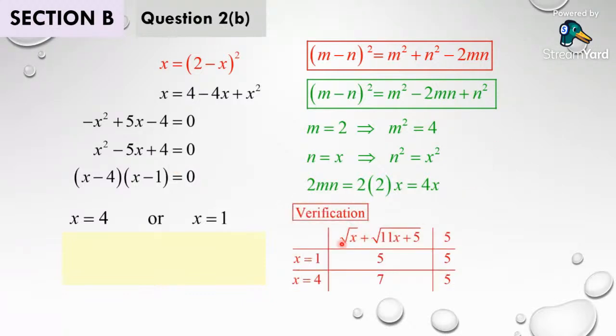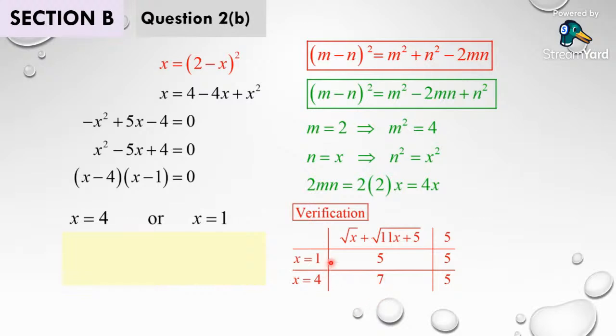Refer back to the original square root function. We take the left-hand side and the right-hand side, and substitute the x value that we have accordingly. The right-hand side is the constant 5, so no matter what happens, it's always 5 for both x values. So we just focus on this part here, substituting 1 and 4 accordingly.